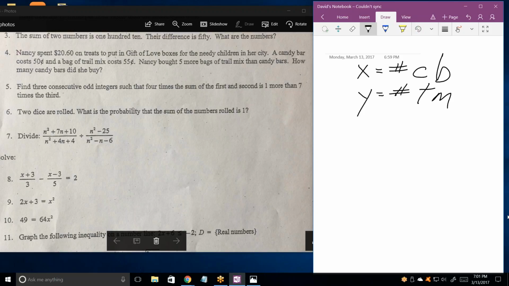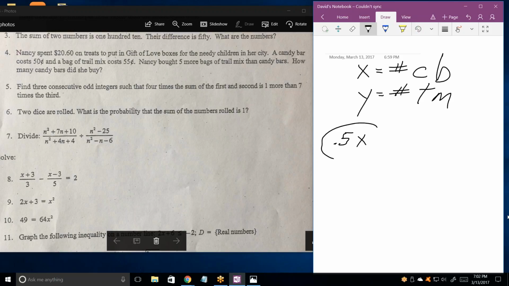If a candy bar costs 50 cents and a trail mix costs 55 cents, what expression equals the amount spent on candy bars? Would it be X plus Y equals 20 dollars? Hold on, not X plus Y, because X is the number of candy bars, not the price. The amount you spend on candy bars is 50 cents times X, right? If you bought 10 candy bars, you'd spend $5 on candy bars.